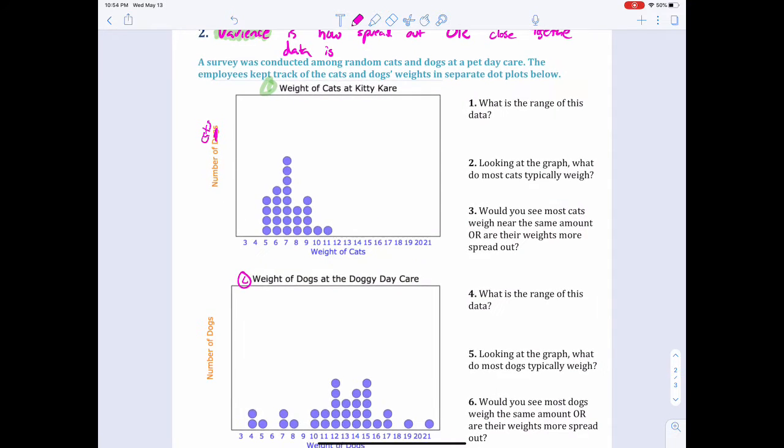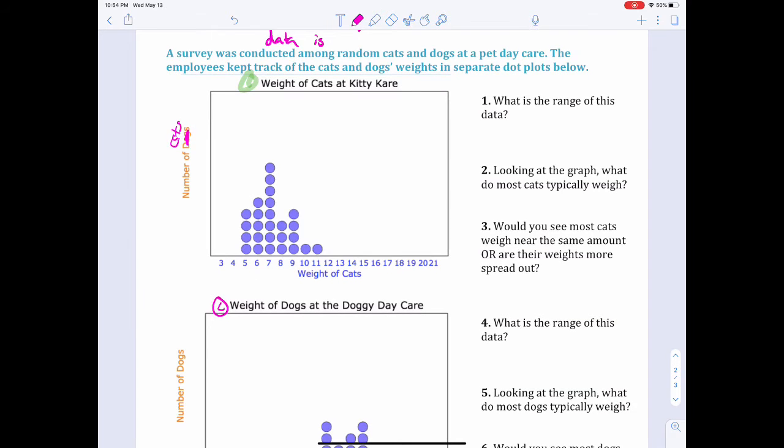What is the range of this data? Range is a new word. You may remember it from last year, but it is the difference between the highest and lowest values. So if you look here, the cats, what's the lowest weight of a cat? Well, it's these guys, these 4 cats, and they all weigh 5 pounds. And the largest cat, the highest, would be 11. So to find the range, we're going to take the difference, which is subtract. So it's 11 minus 5, which is 6 for the range.